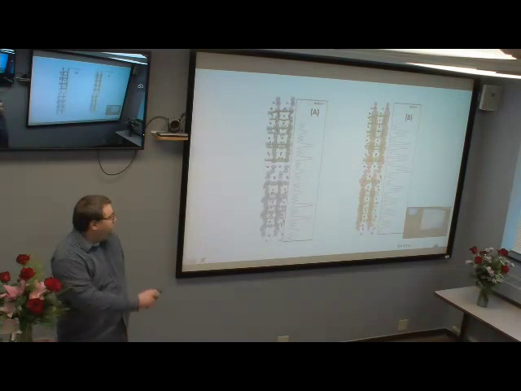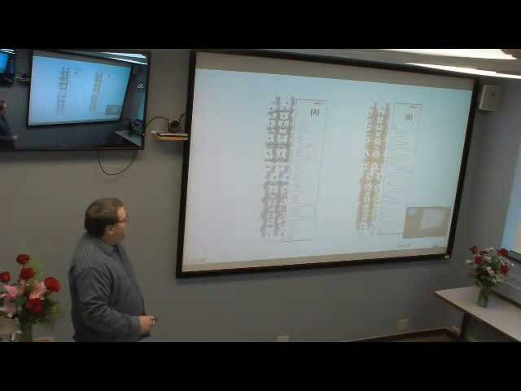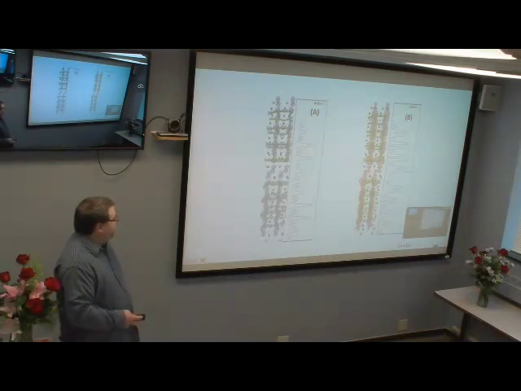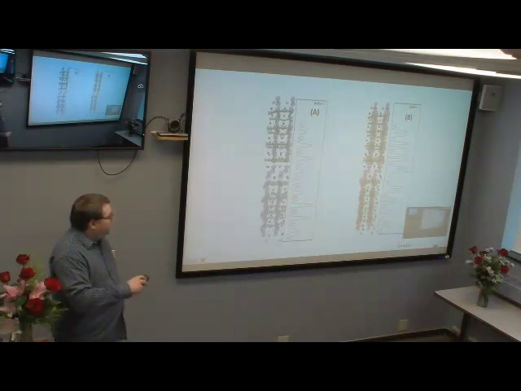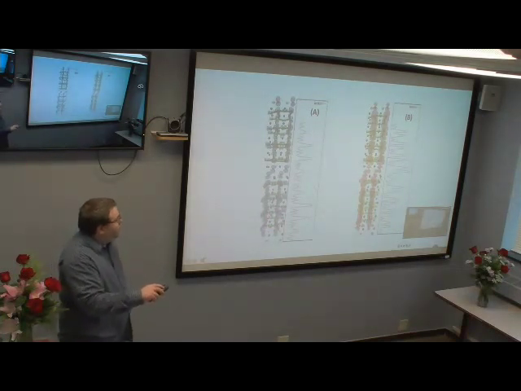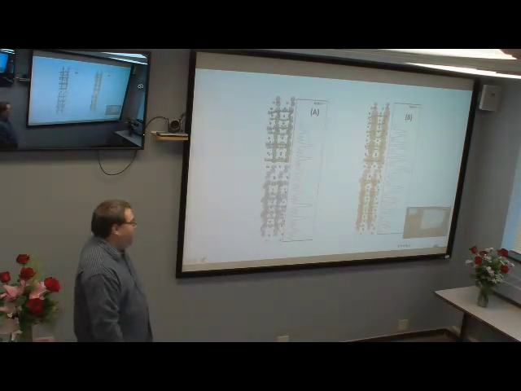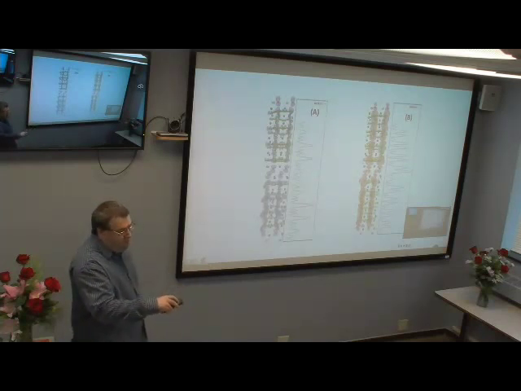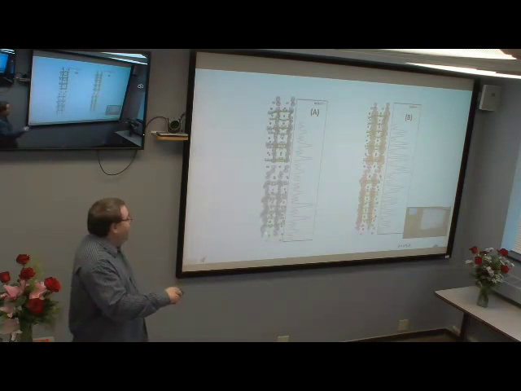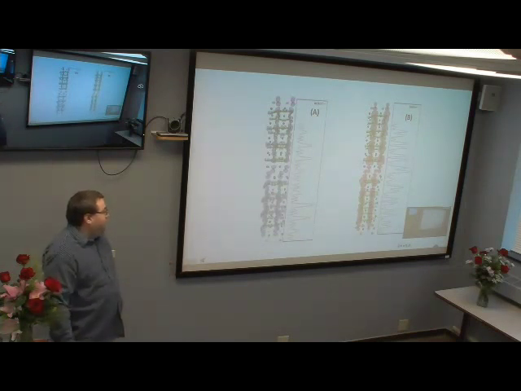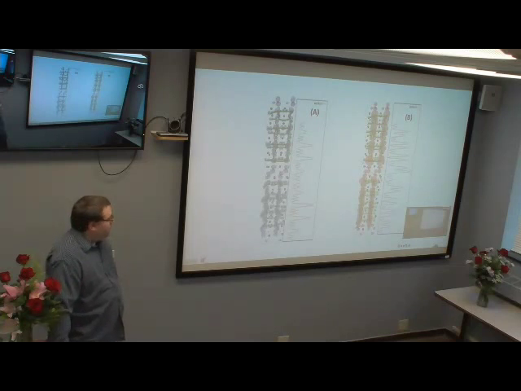And here is the same model for my Ruddlesden-Popper perovskite. Sorry, I said that backwards. The LUMO has the localization on the halides, where on the HOMO it's localized on the halides and the leads.